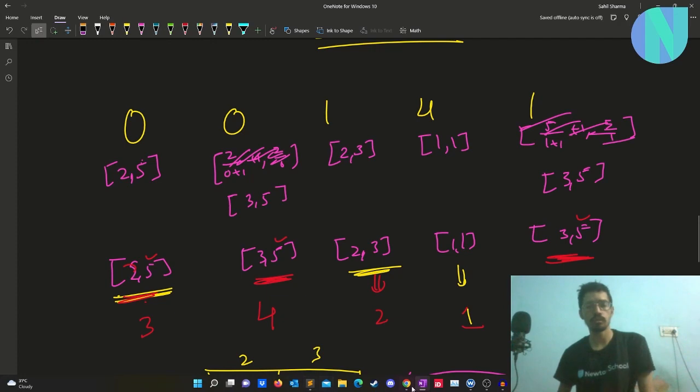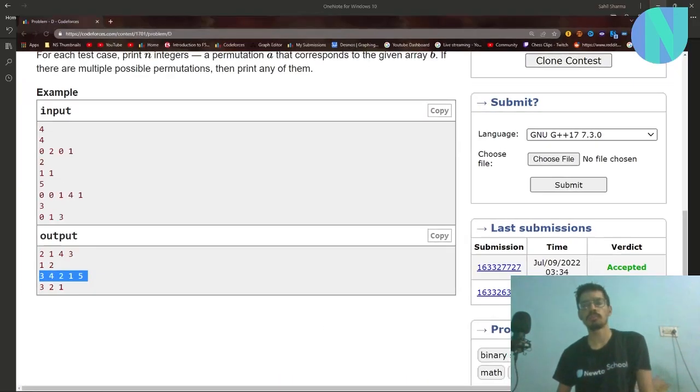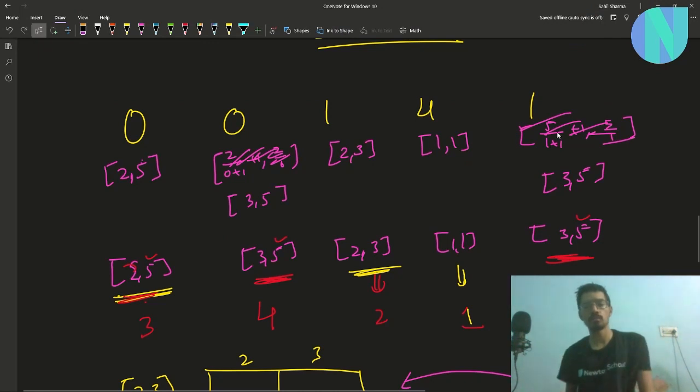And if you see the answer here, I think it's also the same. It is also 3, 4, 2, 1, 5. But there are multiple answers to this. You could also have gotten 3 here.